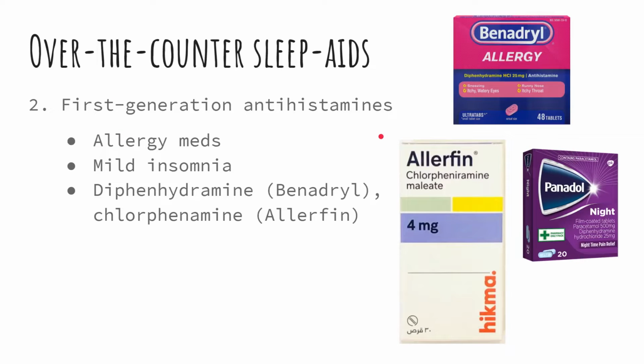Okay, now we move on to the second over-the-counter sleep aid, which is the first generation antihistamines. Antihistamines are those allergy medications. We use them for allergies because they are basically antagonists for histamine receptors. So they help patients overcome their allergies that are especially aggravated by histamine, which cause symptoms like itching or coughing or sneezing.